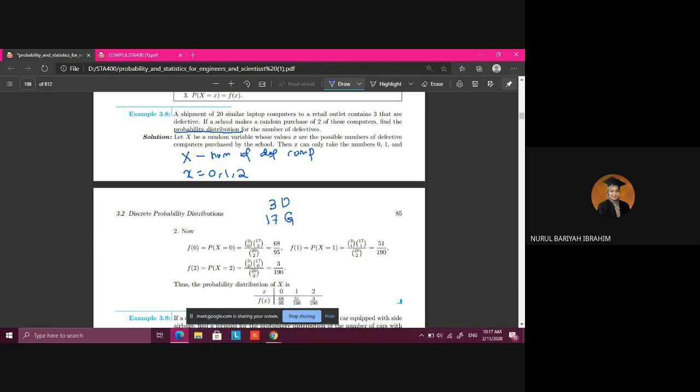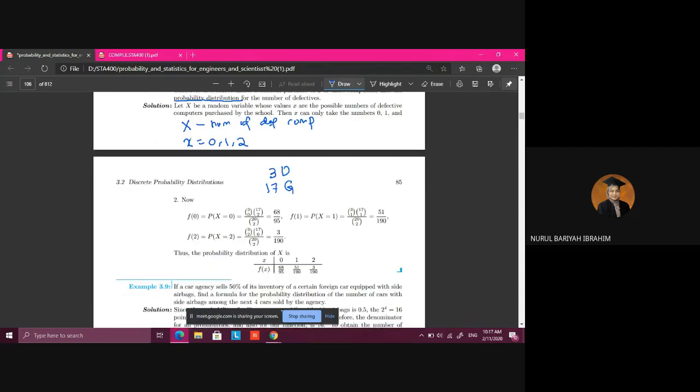You can check whether your probability distribution table is correct or not. Okay, so that is the way. And then from there you can also find the value, let's say, the probability of X more than 1. That will be probability of X equal to 2. Why can't it be X equal to 3? Because our range only goes up to 2. So the answer will be 3/190.